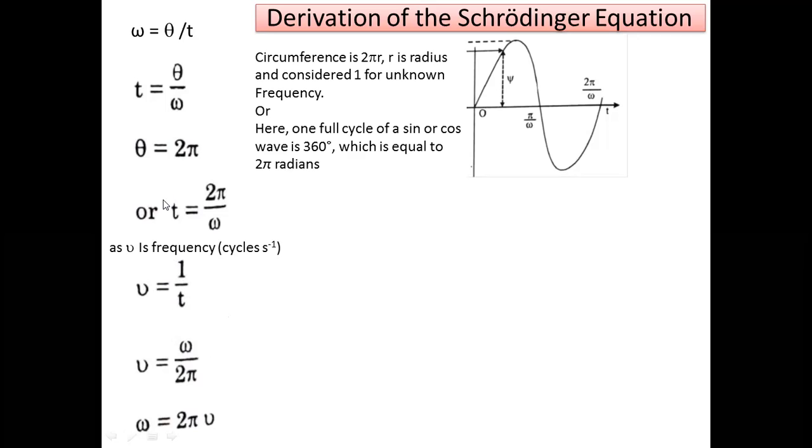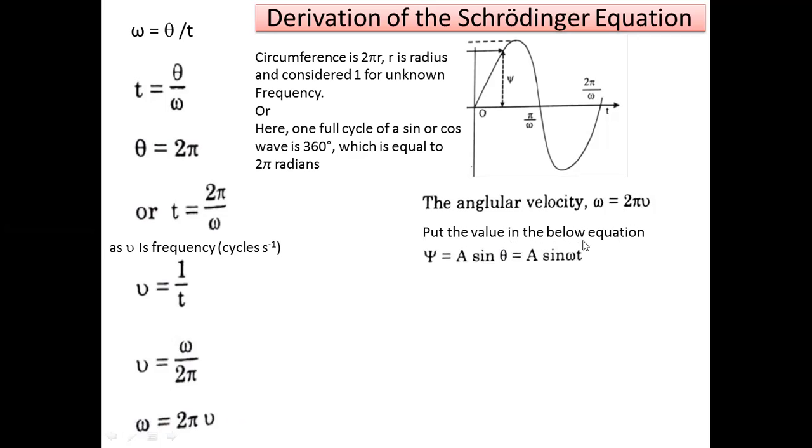Now I am putting the value of t in this equation. The frequency is 1 over t, and now this equation will become omega over 2 pi, or you can say omega will be equal to 2 pi mu. You can multiply this with the frequency. So now we have derived the angular velocity: omega will be equal to 2 pi mu, and this is called the angular velocity.